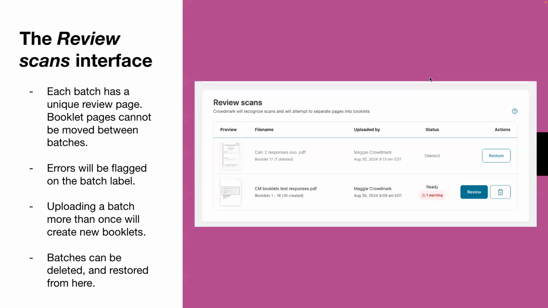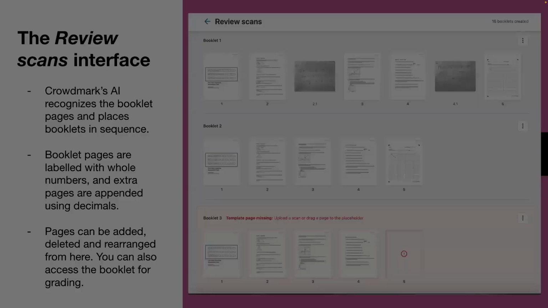You can also delete whole batches. So if you do accidentally upload the same batch twice, you can just delete it here. You'll note that it's always able to be restored. So no worries about hitting that delete button by accident and then needing stuff back. You can also delete individual booklets, and that's what we're going to be looking at next.